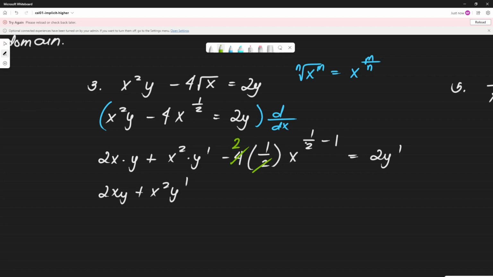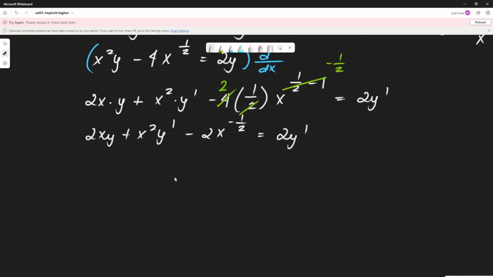Then we have here, this will be equivalent to negative 1/2. So we will have negative 2x raised to negative 1/2 is equal to 2y prime. Again, lahat ng may y prime, left side. Lahat ng walang y prime, right side. So we will have x squared y prime minus 2y prime. Okay, this is equivalent to 2 over.